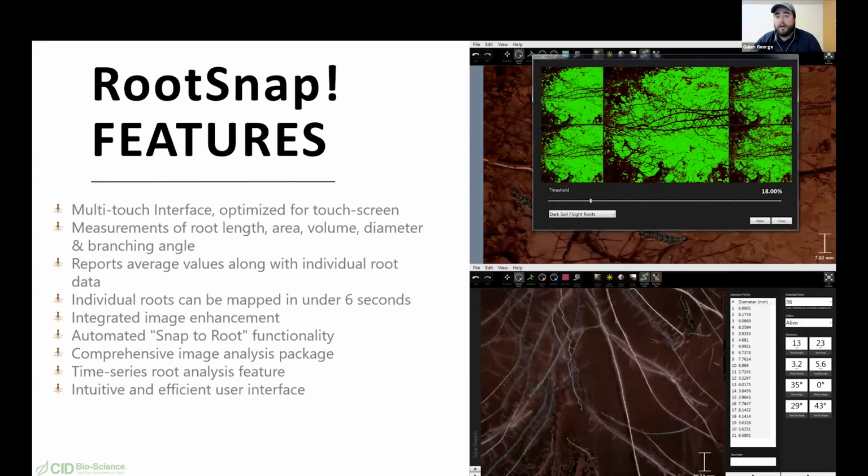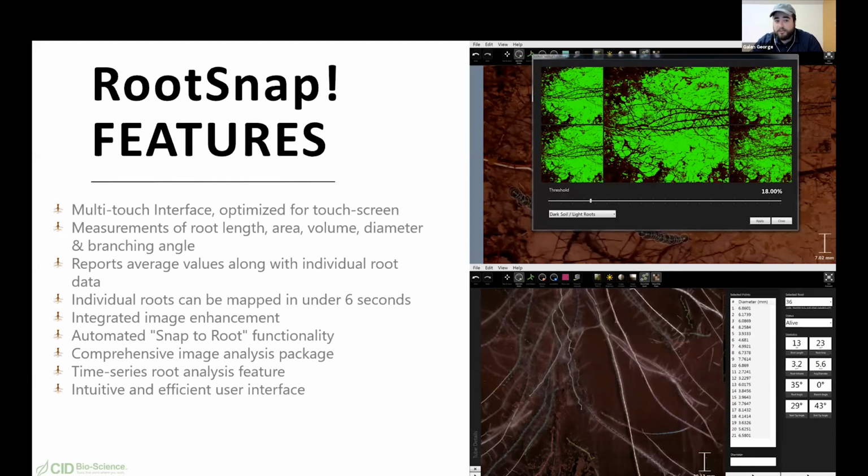And then as far as analyzing the actual roots goes, we did just talk about the instrument that acquires the image, but how are you going to assess? So the output of the device is actually just an image file. So you can use any software that you want to assess the images. We do offer our own proprietary software called Rootsnap, and it comes free with the instrument. And if you want to use Rootsnap, it also is optimized for the touch screen.